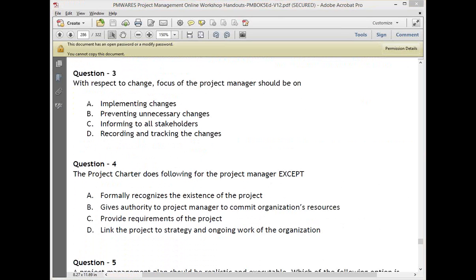Make sense? That's okay. Yeah, that's very true. At least requirements are not part of the project charter. Yes. Let's go to question number 5.